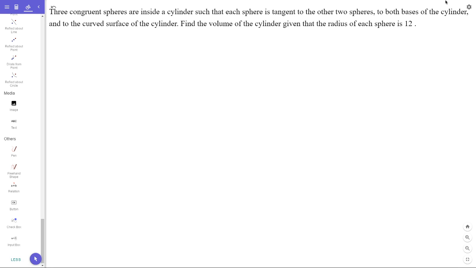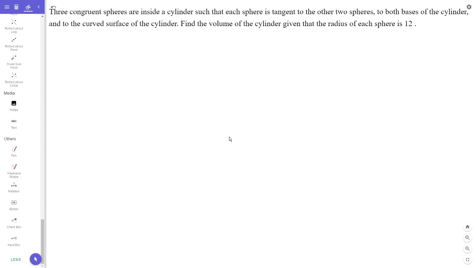Hello, everyone. So, let's approach a weird problem, but hopefully, when we get through it, you'll understand how it works. Three congruent spheres are inside a cylinder, such that each sphere is tangent to the other two spheres, to both bases of the cylinder, and to the curved surface of the cylinder. Find the volume of the cylinder given that the radius of each sphere is 12.